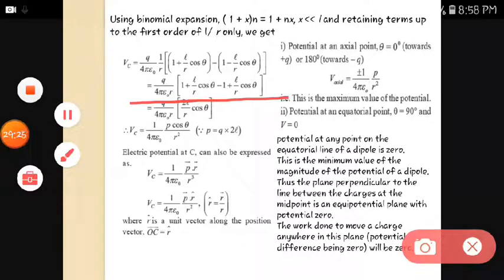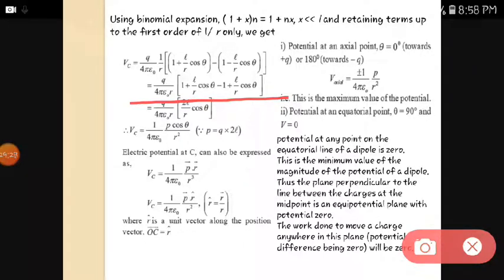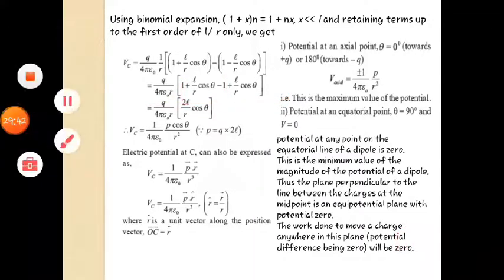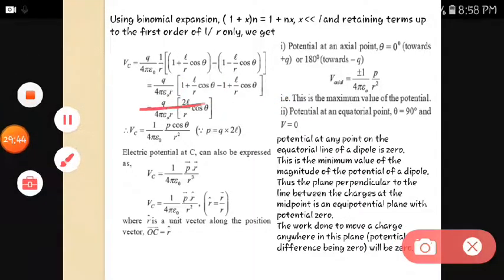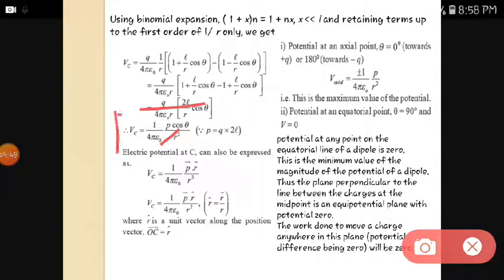by separating out all the equations, by taking out the bracket. So this 1 and 1 will get cancelled, and you are getting L by r cos theta and L by r cos theta, which is nothing but 2L cos theta by r. Now what is q into 2L? It is nothing but p. So Vc is nothing but 1 by 4 pi epsilon 0 p cos theta upon r square.